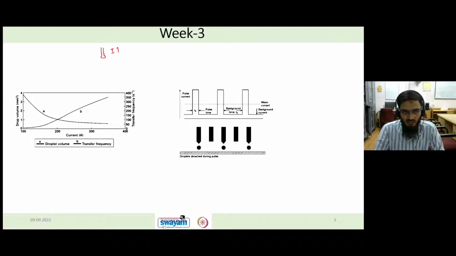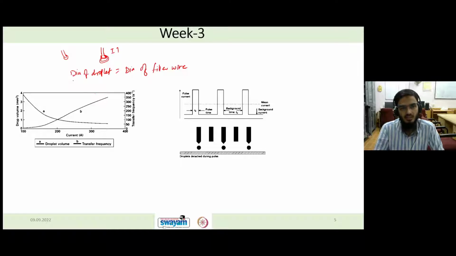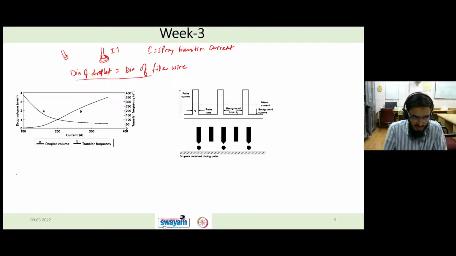So as you increase the current, what will happen? The size of this droplet will keep on growing like that. When it starts, it will have a very small diameter, and one moment will come when the diameter of the droplet will be equal to the diameter of your filler wire. At a particular current value this situation will arise, and that current we call the spray transition current.